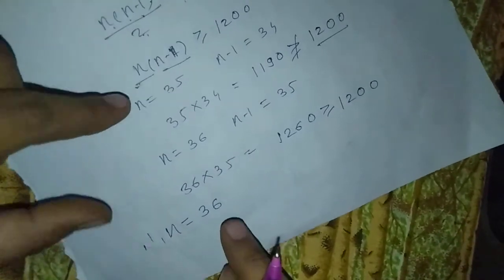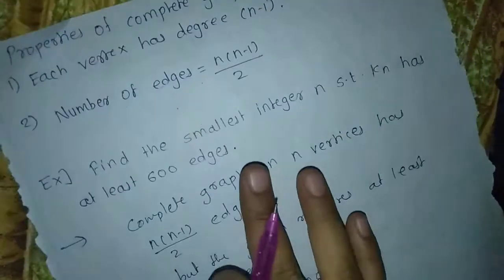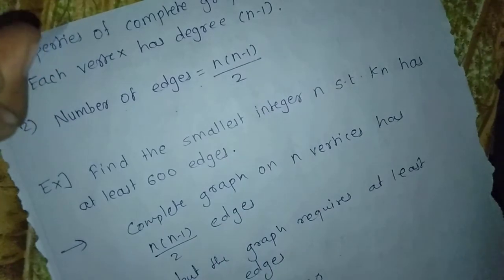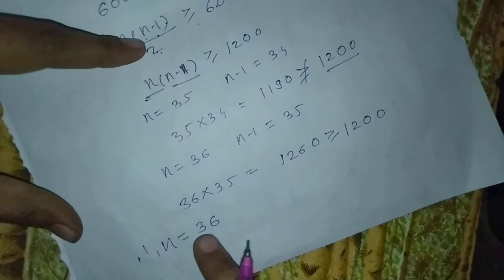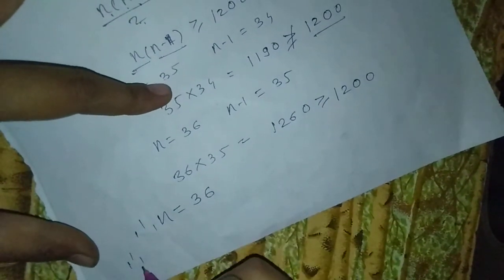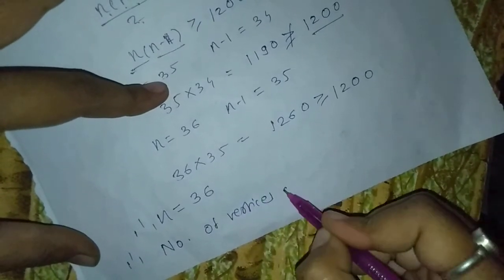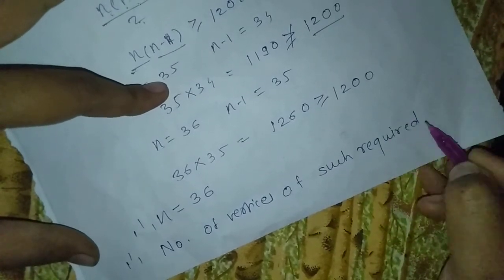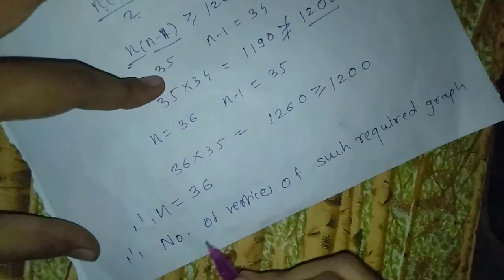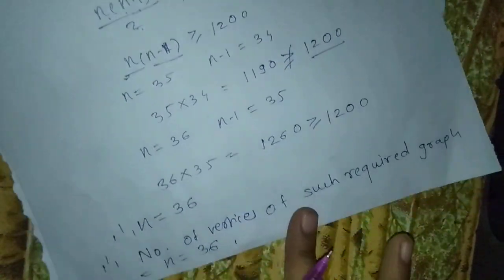Here you can't take 37, 38, because in this example we want to find the smallest integer n such that the graph has at least 600 edges. So n is equal to 36 is the smallest integer n. Therefore the number of vertices of such a required graph is equal to n is equal to 36. Now here we stop.